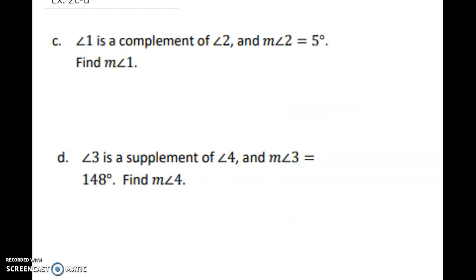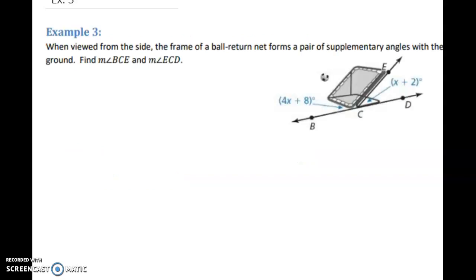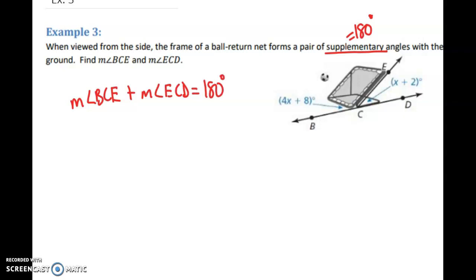All right, I think we've probably got this good enough to move on to example 3, so I'm just going to go ahead and skip 2C and 2D. So let's look at example 3. It says, when viewed from the side, the frame of a ball return net forms a pair of supplementary angles. So supplementary means they add up to 180 degrees. So it says find angle BCE and angle ECD. So I know that they add up to 180 because it told me they were supplementary.